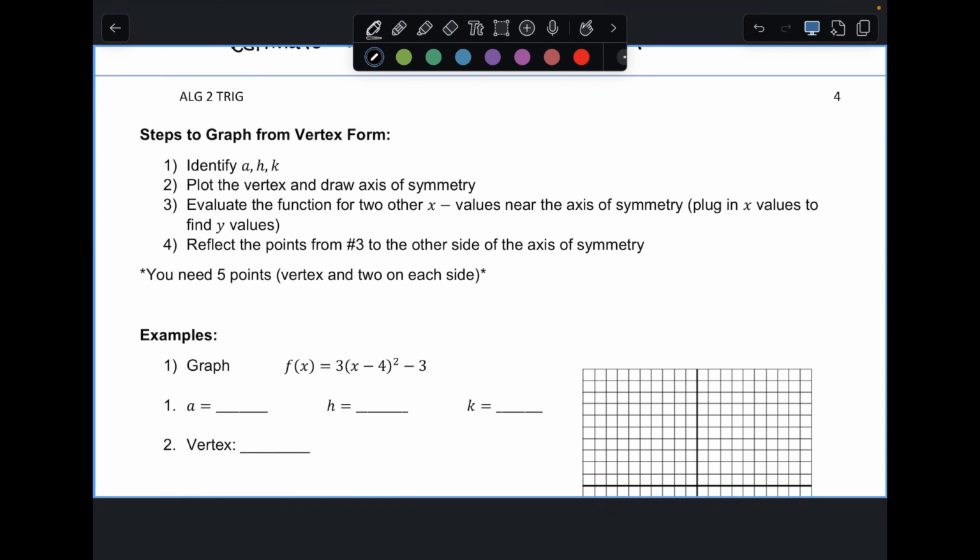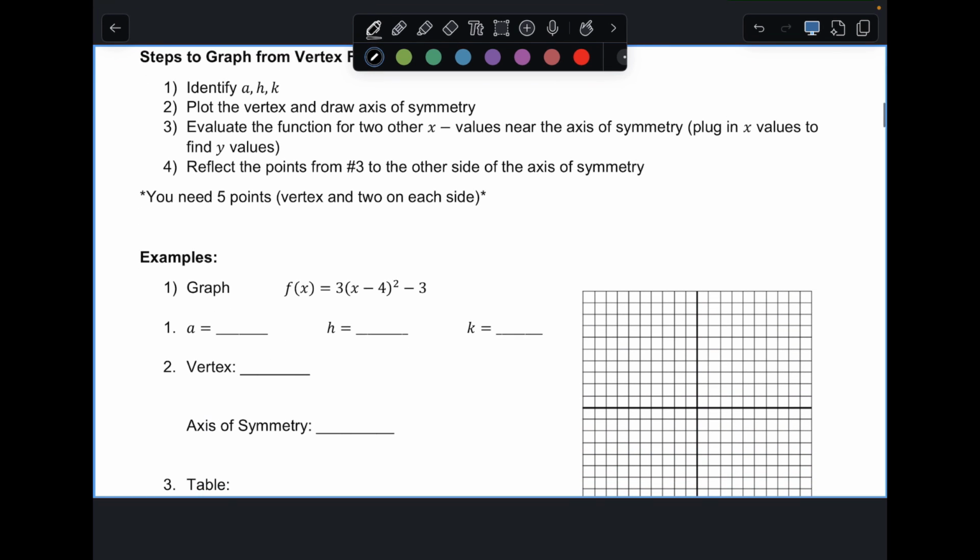Questions on those properties? Okay, now we're going to graph some. I'm going to kind of hop back and forth between these steps and this example, because we're going to do the steps as we do the example. So, first step to graphing in vertex form is identify A, H, and K.